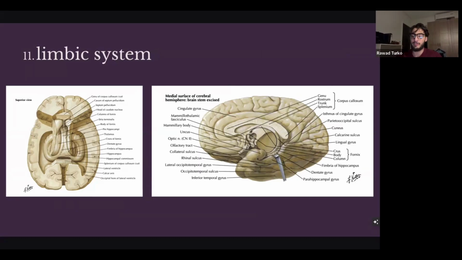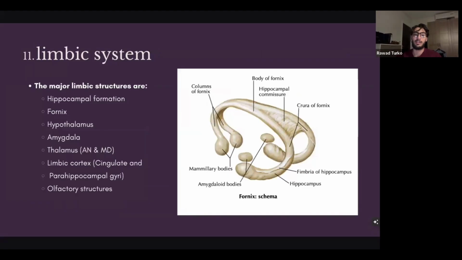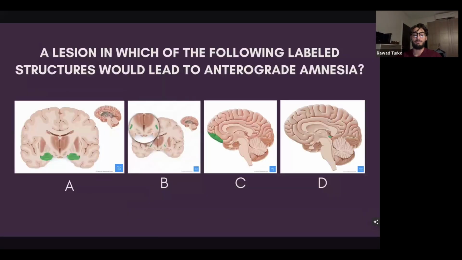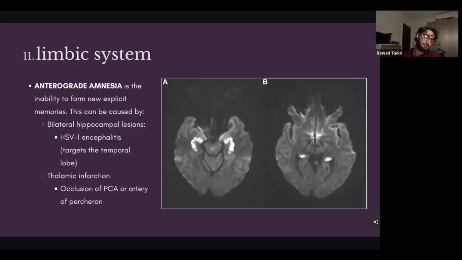This is important to know for one disease process that we're going to talk about very soon. Okay, so temporal lobe, remember that. So anterograde amnesia is the inability to form new explicit memories. This can be caused by bilateral hippocampal lesions or thalamic infarction.